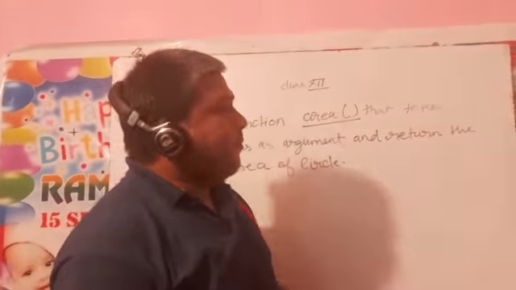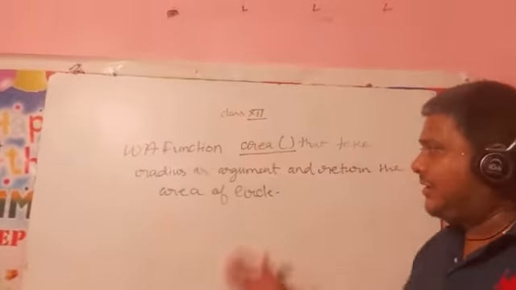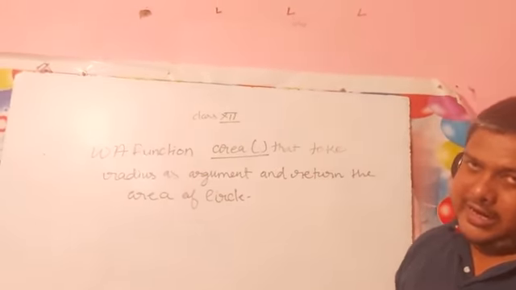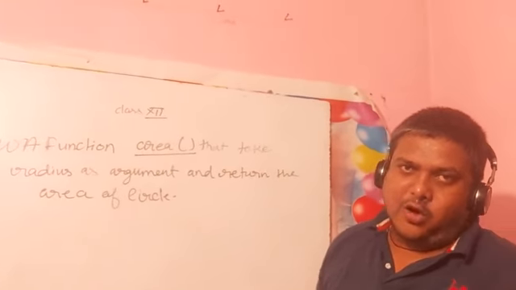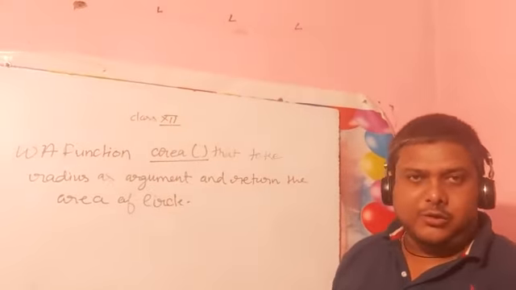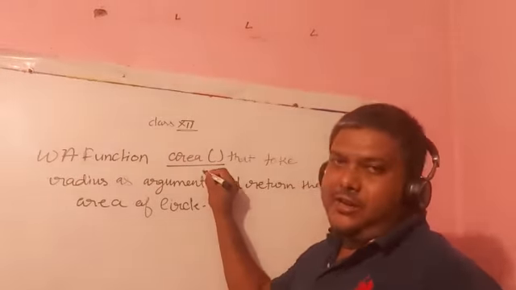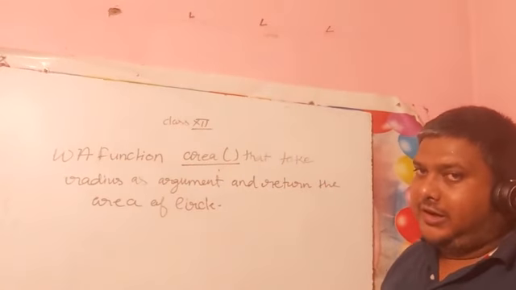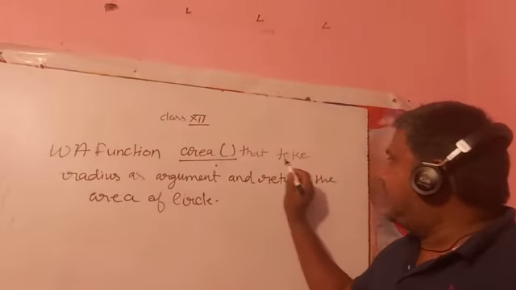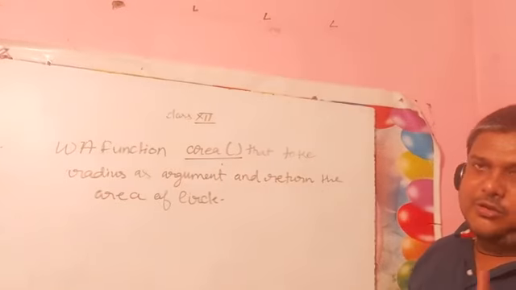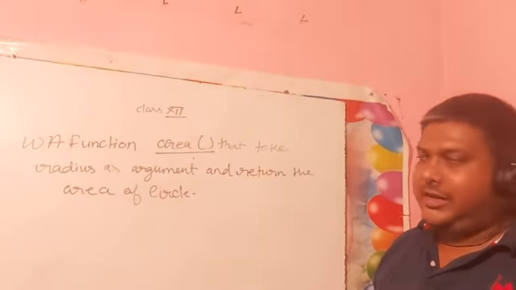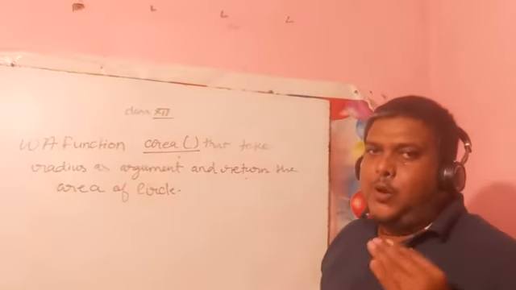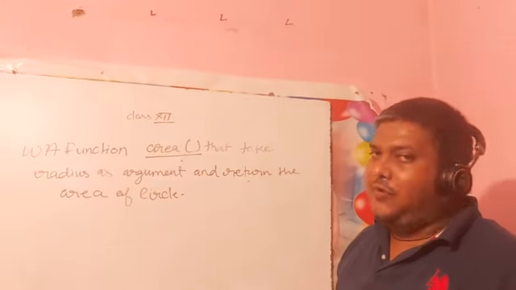Dear students, by using the question we have to find out what will be the function name and how many parameters it will take. All these things we take only from the question. So what is the function name? Area. Now we have to find out how many arguments the function will take. The function will take radius as the argument, meaning only one argument. And the function will return the area of circle. That means we have to calculate the area of circle and return it.